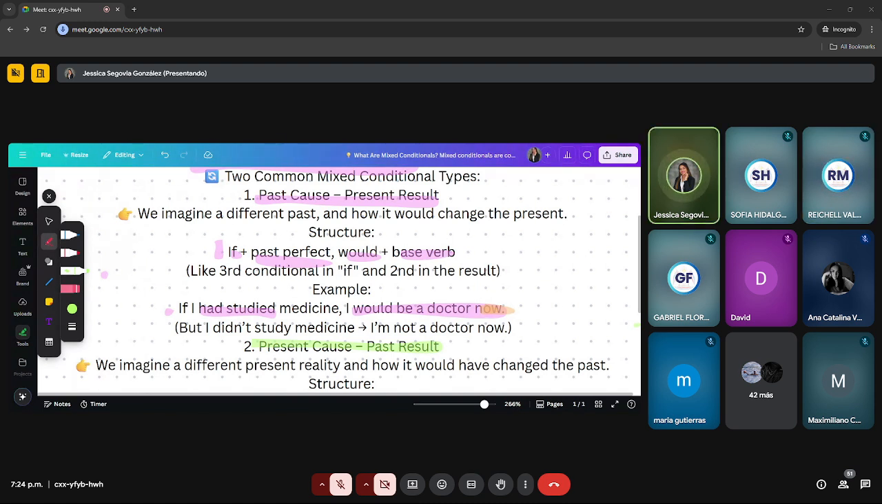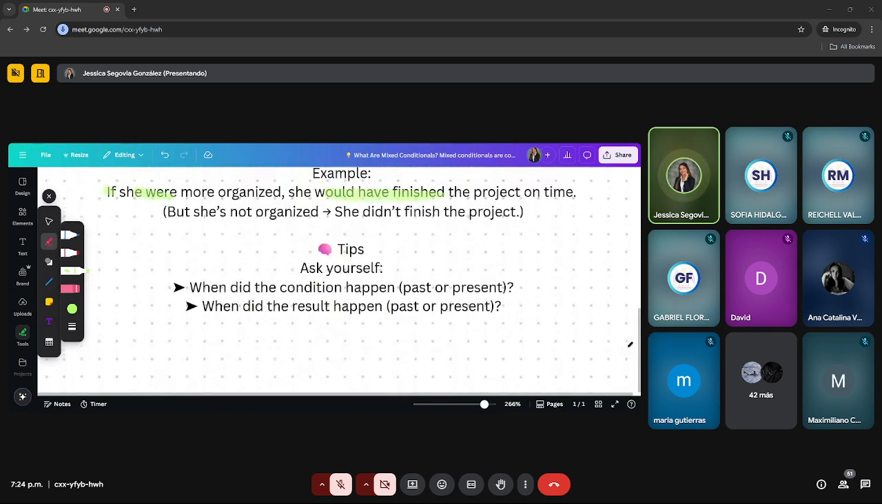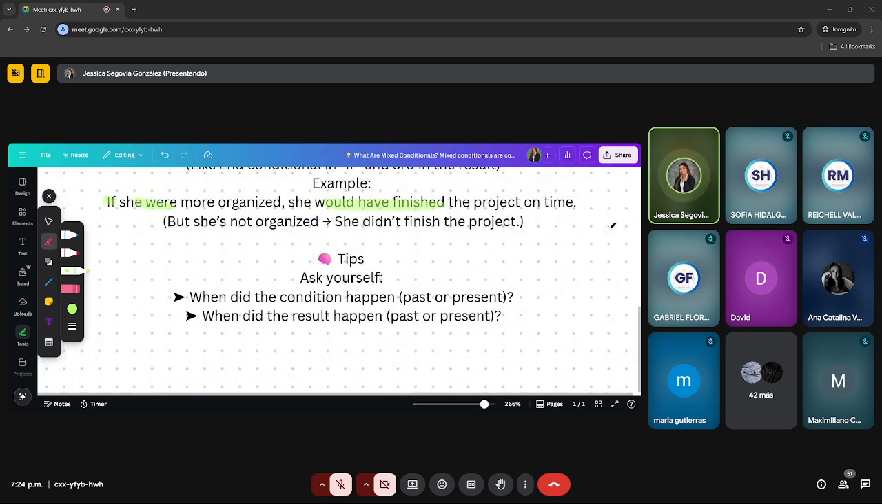Okay, we're going to continue. I have a little bit more here, which are like some little basic tips that you guys could use to be able to infer based on the context. For example, when you read this sentence, ask yourself, when did the condition happen? Was it in the past or was it in the present? Generally, the condition is in the if clause. If the condition happened in the past, you are going to have one type of mixed conditional.